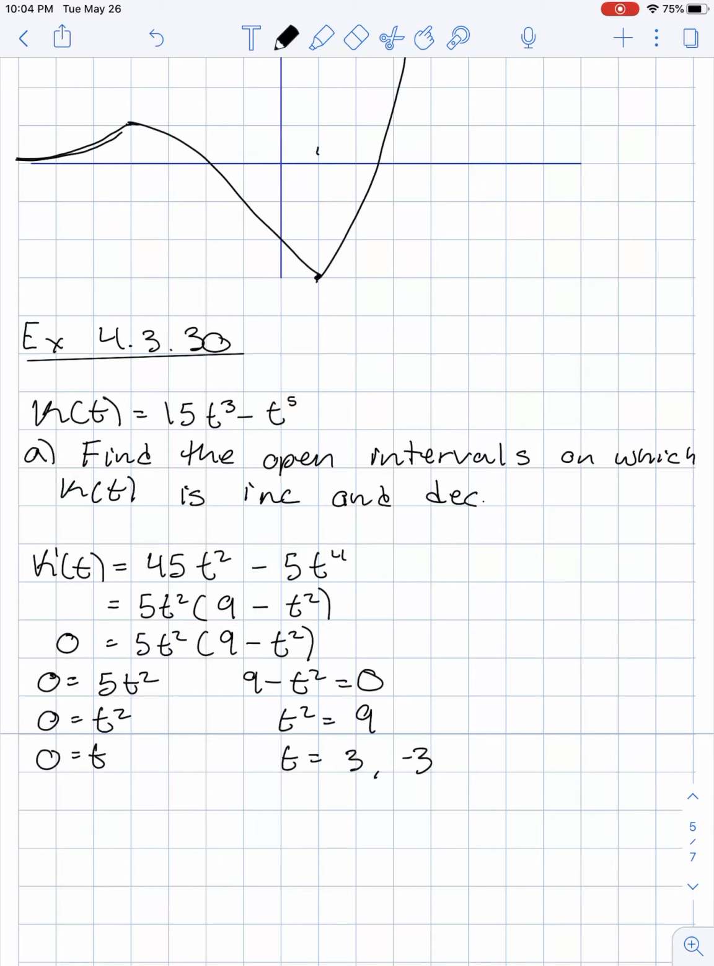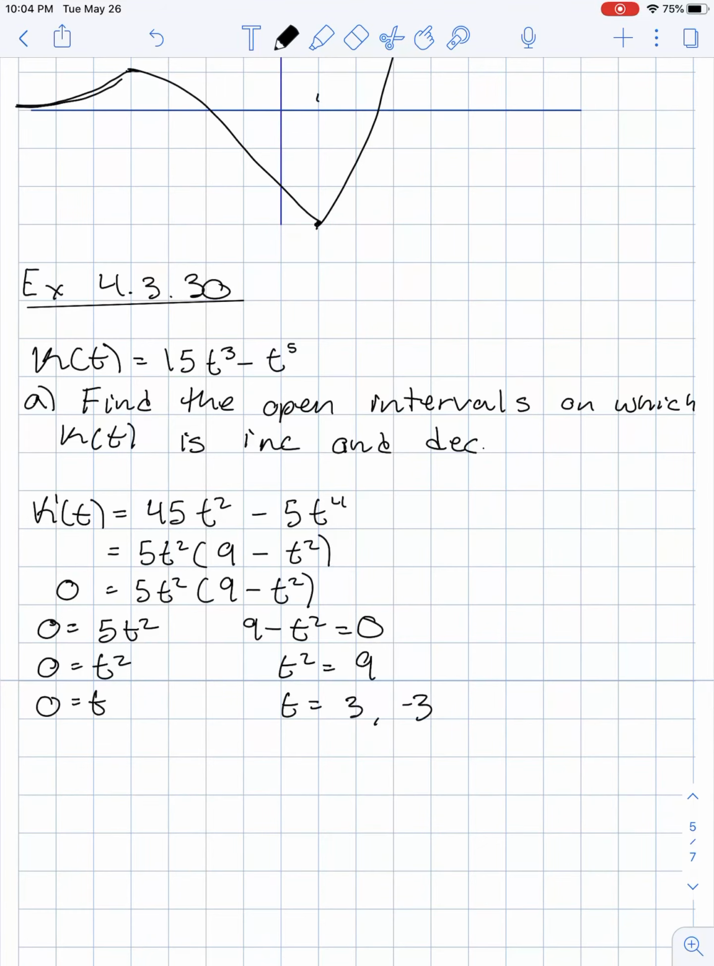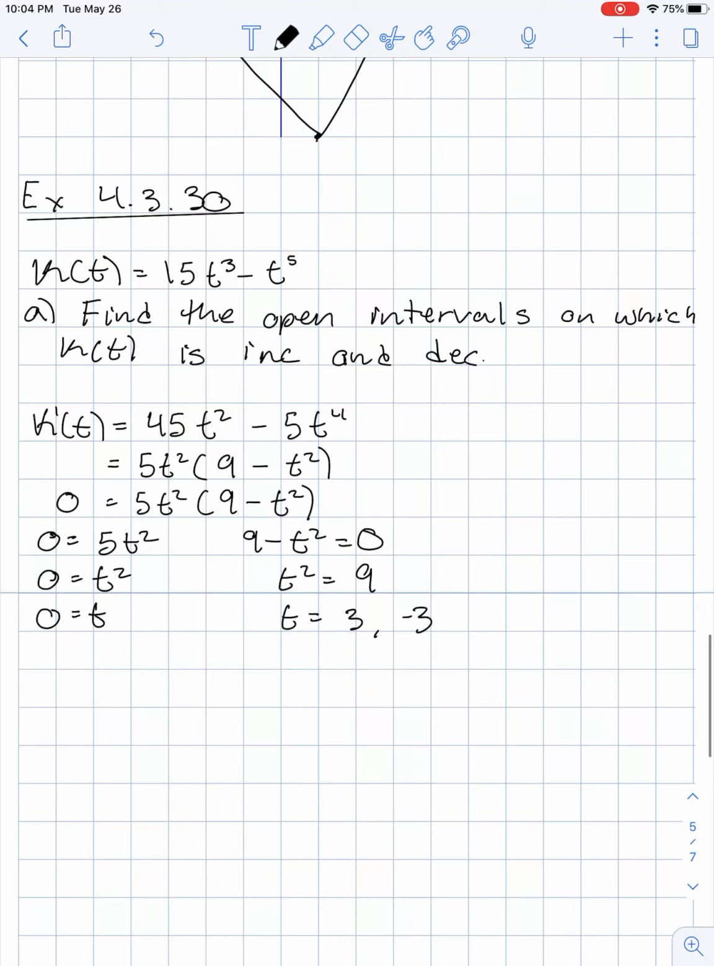Beautiful. These numbers are so much better than I was dealing with. I was dealing with like 2 over root 5 earlier. A simple little math mistake. Okay, cool. So now we're going to make our chart.